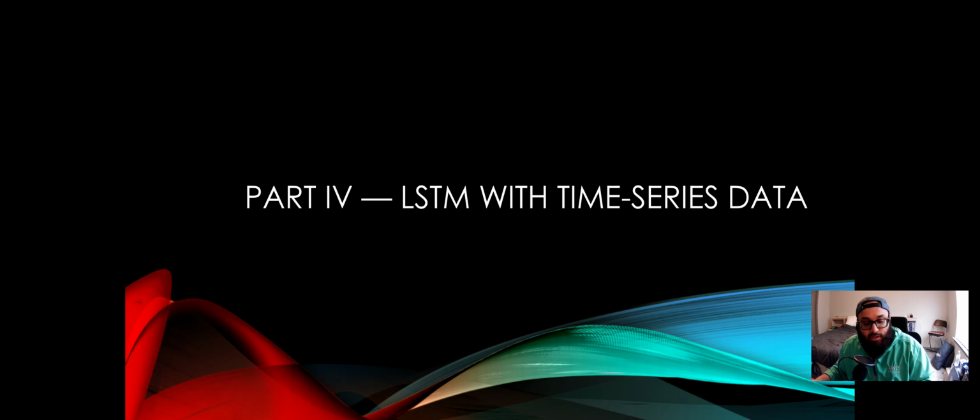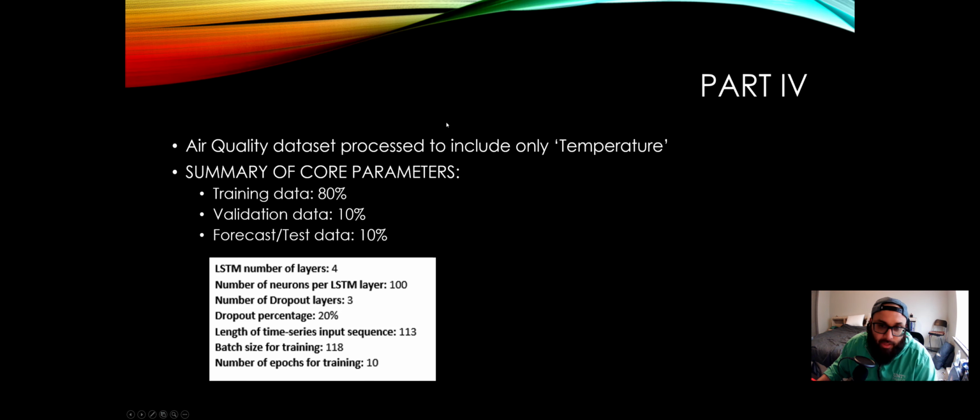Now that we've taken a look at LSTMs and we've covered some of the core concepts, let's look in part 4 at applying an LSTM network to some time series data. Now, the time series data is taken from the same air quality data set referenced earlier, but this time processed to include only the temperature attribute. Notably, the temperature attribute had about 336 missing values.